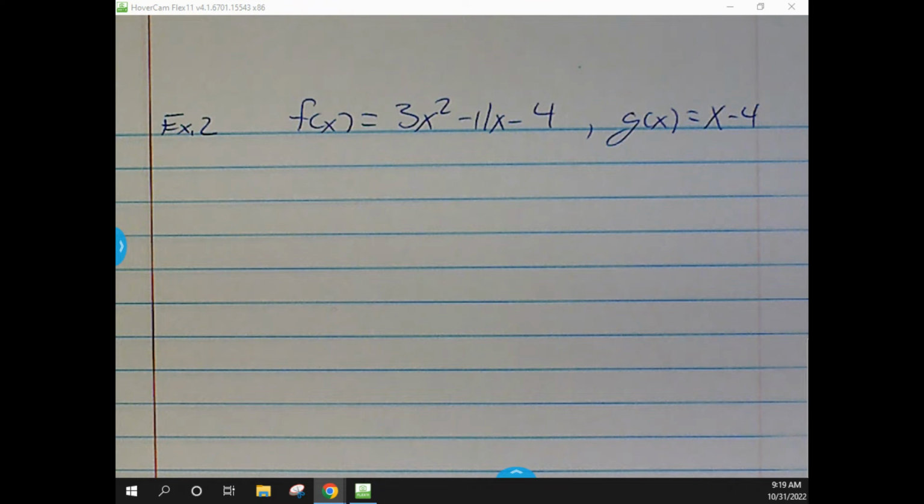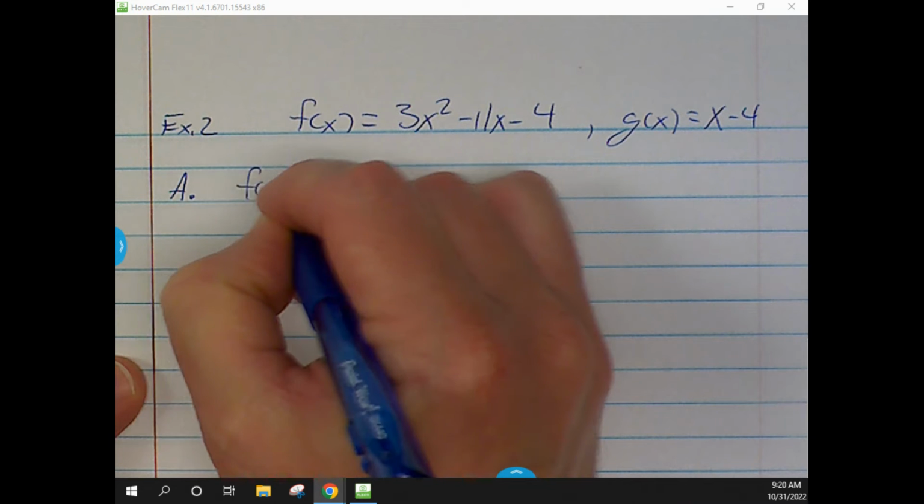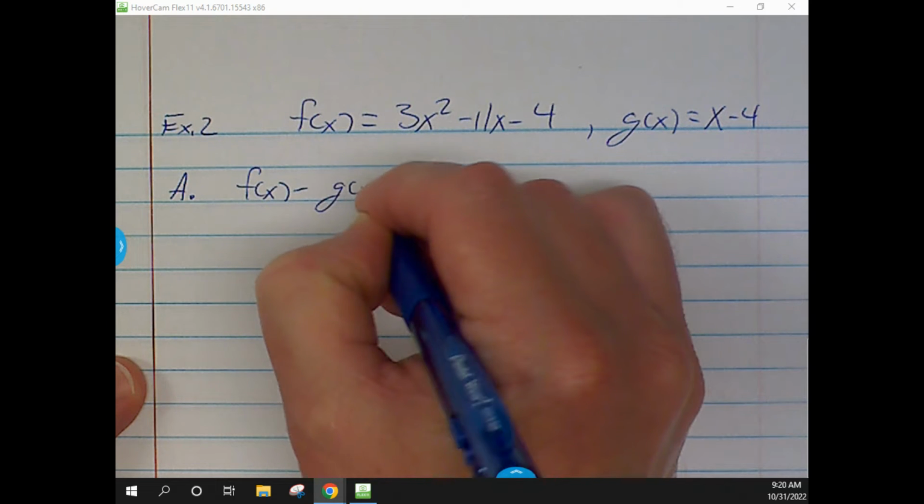So every time we get a function, do we have to do all 4 of them? In this case, we're going to skip the addition because addition is going to be fairly straightforward. So for this one, let's start with subtraction. Let's do f of x minus g of x.